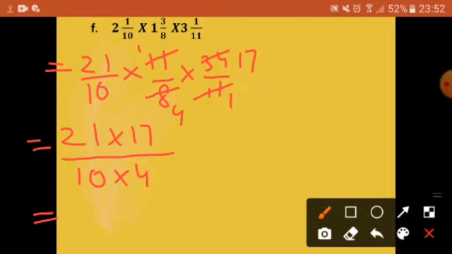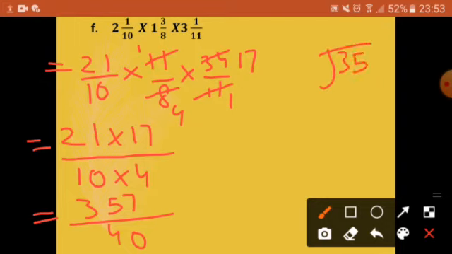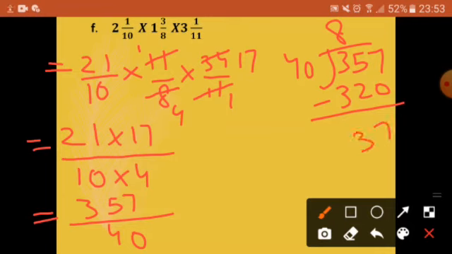Instead of multiplying all 3 numerators and all 3 denominators, now it is a bit easier calculation, that we just have to multiply 21 and 17. After multiplication of 21 and 17, I got 357, and 10 times 4 is 40. Again an improper fraction. Divide this improper fraction and then get your answer in simplified form. 40 times 8 is 320. You can check all these numbers with 2, with 3, with 4, with 5. So according to the need, you can adjust your answer.